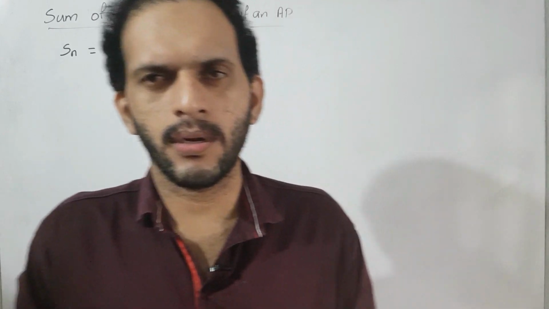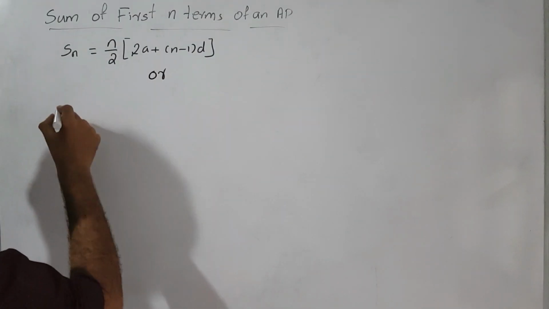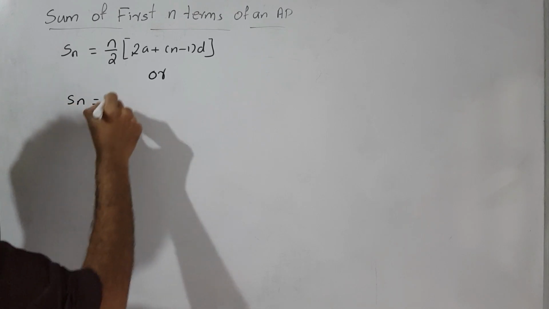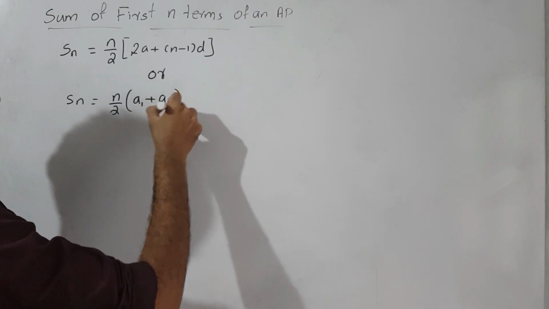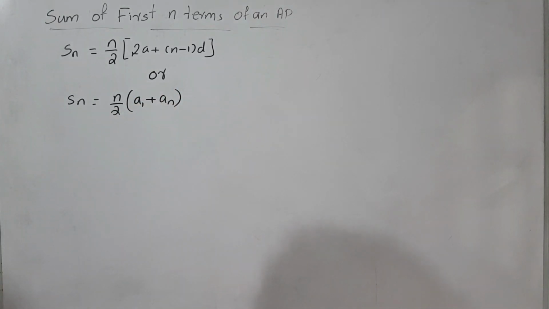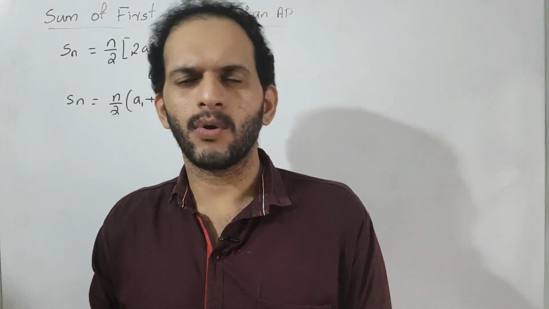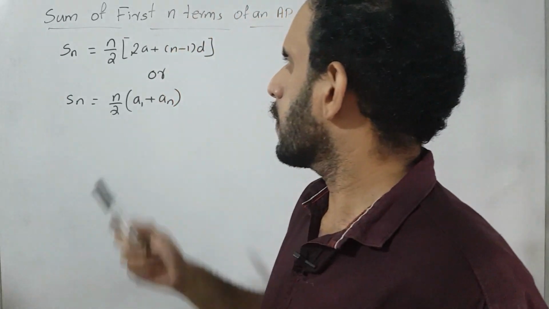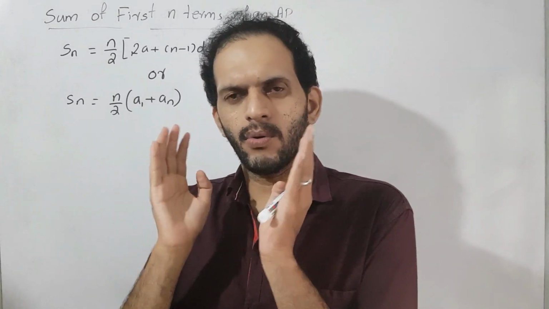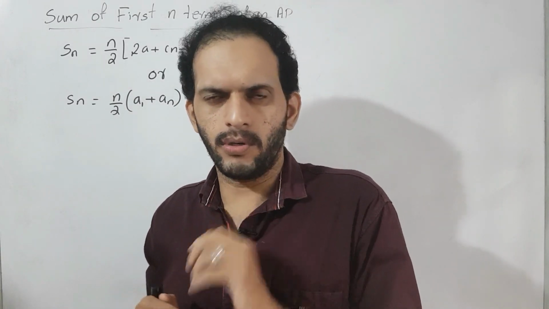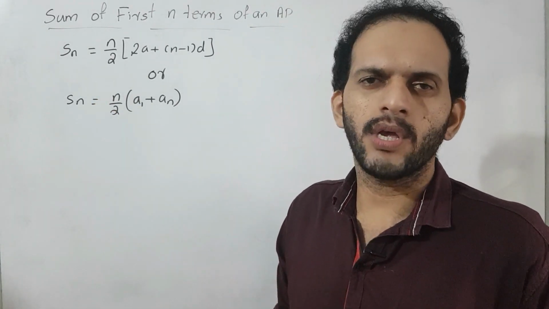Then we have one more equation: Sn is equal to n by 2 into a1 plus an. Here a1 means the first term, which is another notation of a, and an is the last term. We apply this equation if we know the last term, the first term and the number of terms, that is, how many terms we need to sum, which is the value of n.